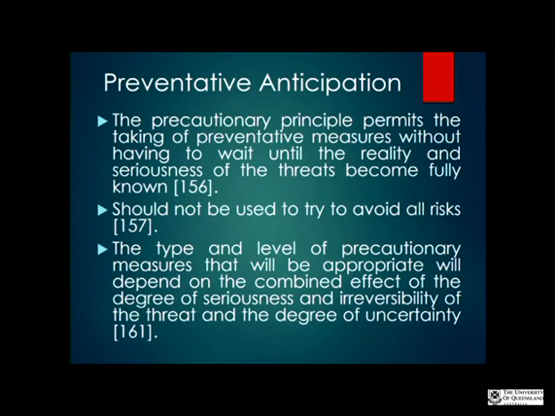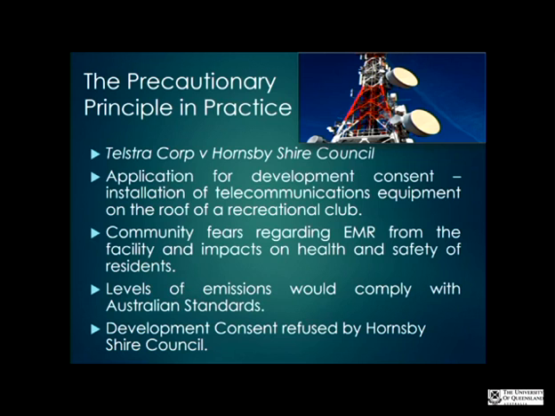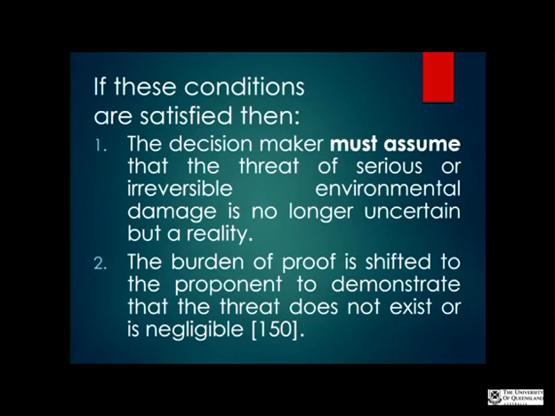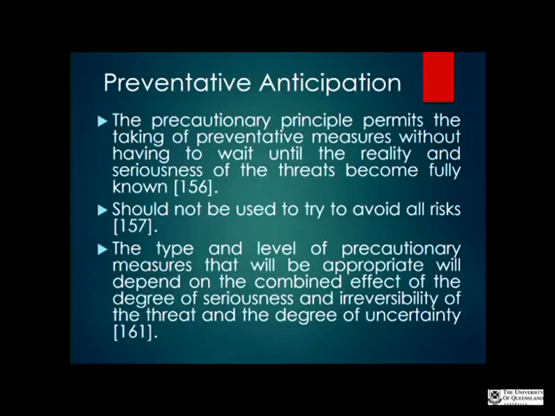The issue in this case is that they were following the Australian standards. So the question was, was there in fact any scientific uncertainty? The whole point of the precautionary principle is that it allows you to take preventative measures without waiting for the reality of the risk to become fully known. So you don't wait for the species to be wiped out to take preventative measures to stop it from happening. You say, okay, there's a serious threat here, and there is scientific uncertainty about the nature of that threat. So let's assume that threat is real, and what steps should we be taking?